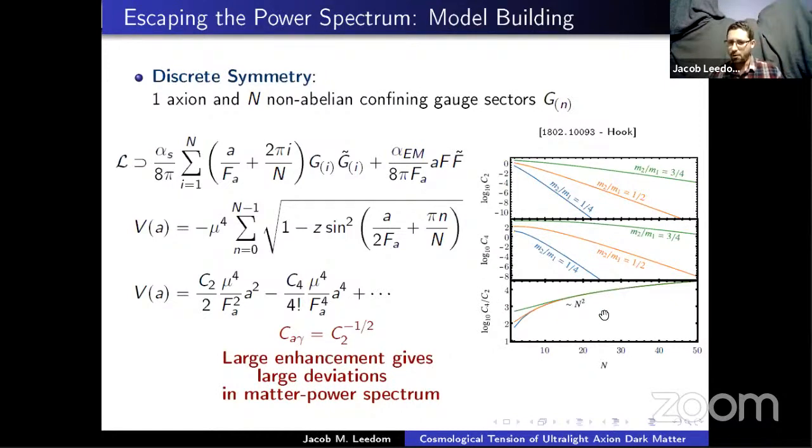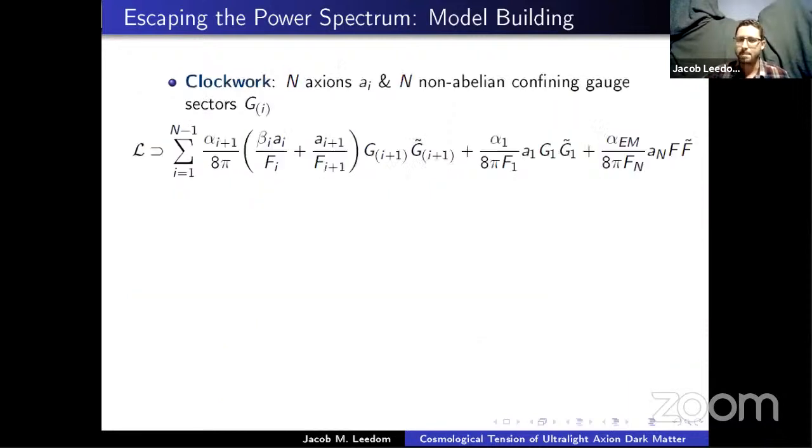So if you recall that back of the envelope calculation for the matter power spectrum bound, that involves the quartic over the quadratic. And so what happens here is that the matter power spectrum bound gets stronger as you try to go to larger n rather than weaker. So you can try and enhance the coupling to the photon, excuse me, but doing so actually brings you into trouble with the matter power spectrum bound. So this is actually not a viable method for enhancing the coupling.